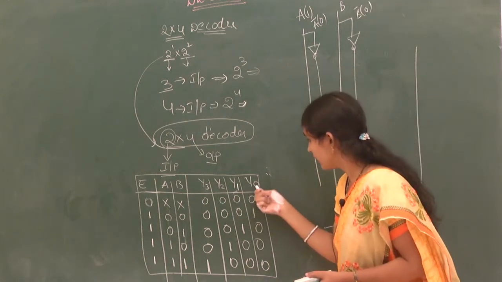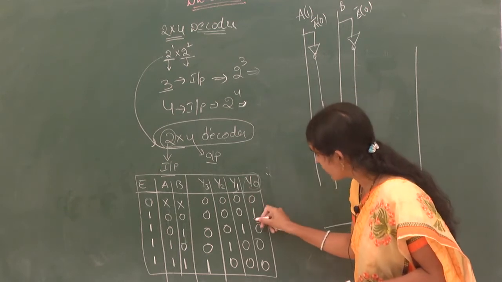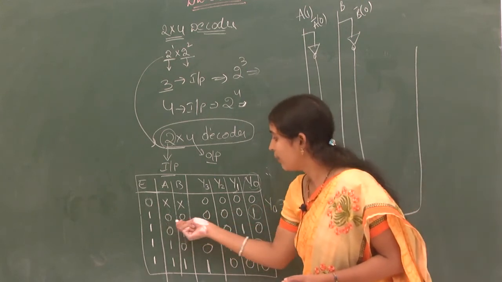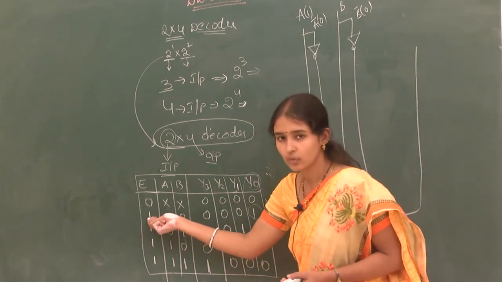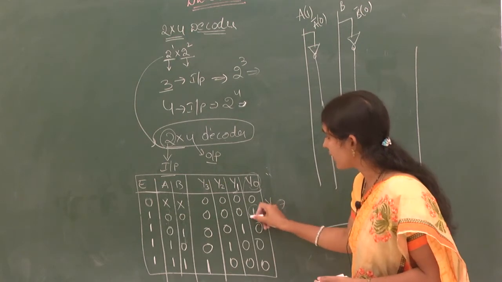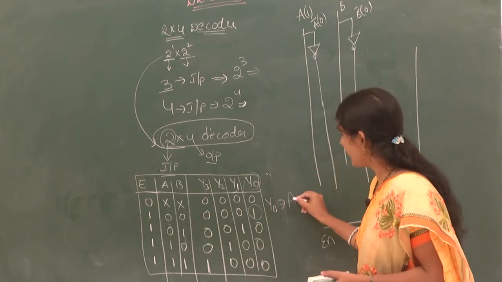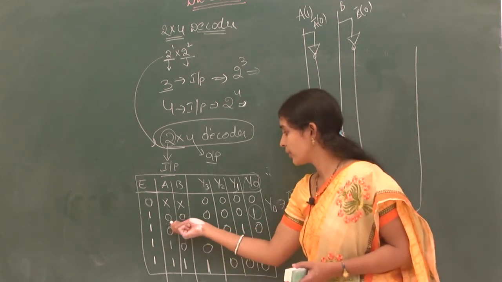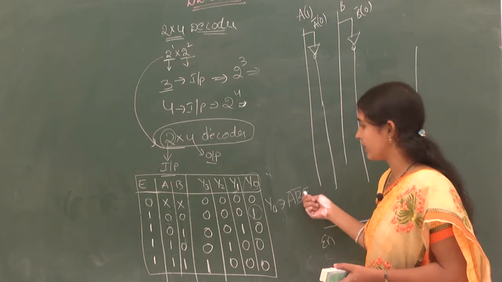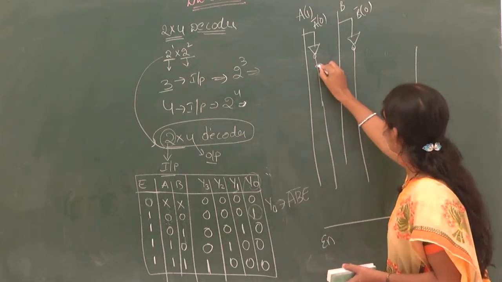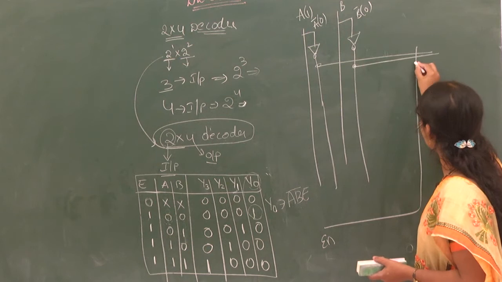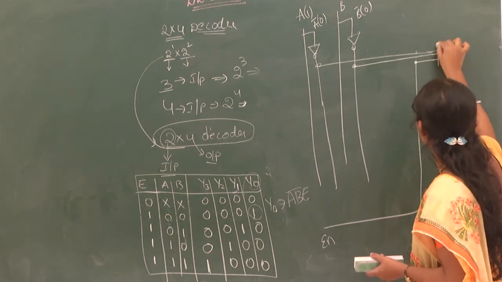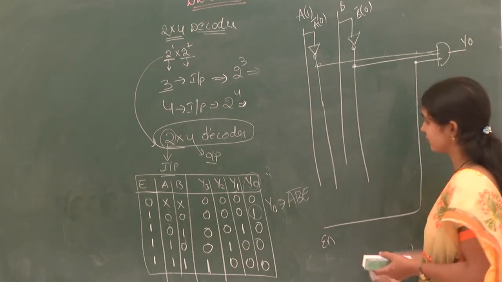Suppose Y0. Y0 is high when A bar, B bar and E. You can write, Y0 is high when A bar into B bar into enable pin. You are representing zeros as A bar and B bar. So A bar, B bar into enable input, I provide to AND gate, I will get Y0.